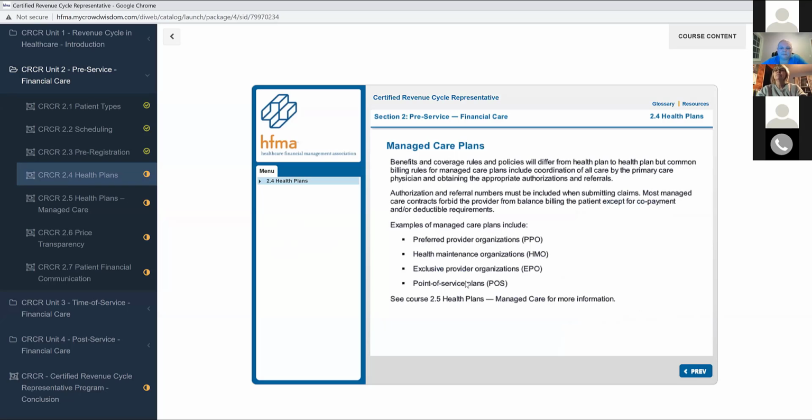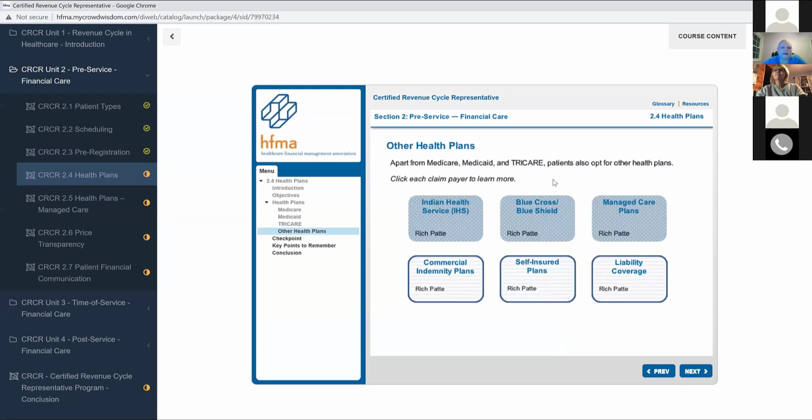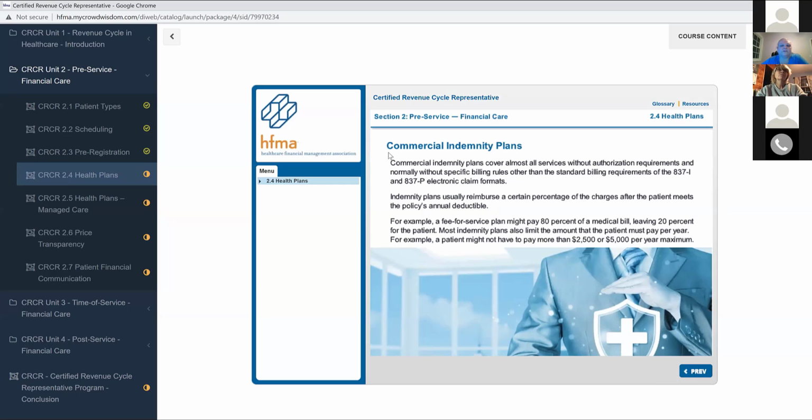Commercial indemnity plans, they cover almost all services without authorization requirements, and normally without specific billing rules other than that they must come in on the standard forms. They usually reimburse a certain percentage of charges after the patient meets whatever their deductible is. So it could be an 80-20 split where the insurance will pay 80% and leave 20% for the patient. And they may have a maximum that the patient is responsible for before the plan will pick up from there.